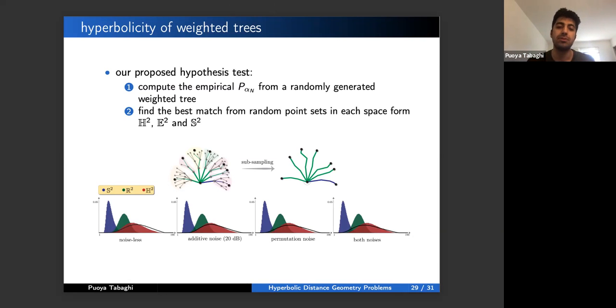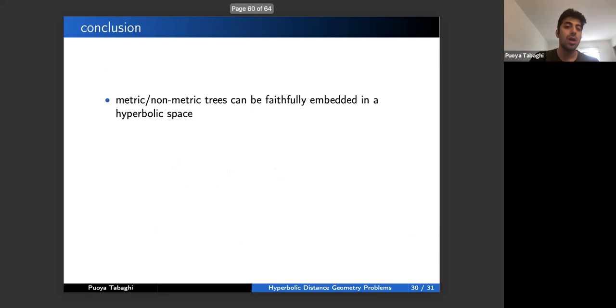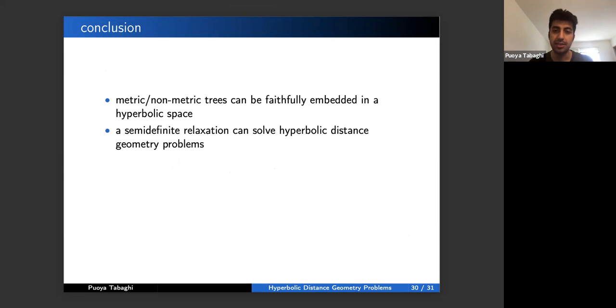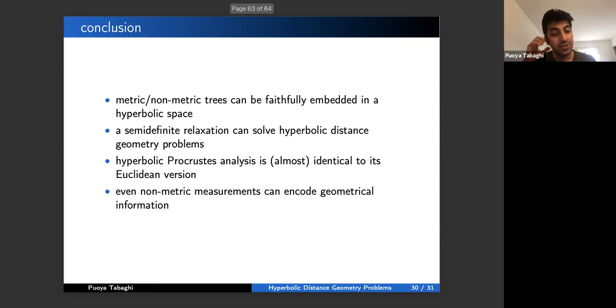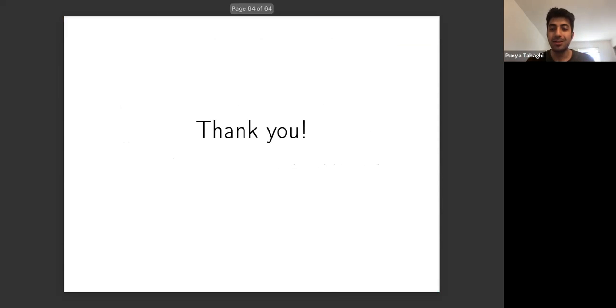So there's quite a bit of theory that goes along with this, but I'm gonna just stop. So in conclusion, we showed that metric and non-metric trees can be faithfully embedded in a hyperbolic space. We propose a semi-definite relaxation to solve HDGPs. And we showed that hyperbolic Procrustes is almost identical to its Euclidean version. We have centering, we have center masses, and translation and rotations. And also, finally, we showed that there is a good chance that non-metric measurements can encode geometrical information about their underlying point sets. And thank you all.